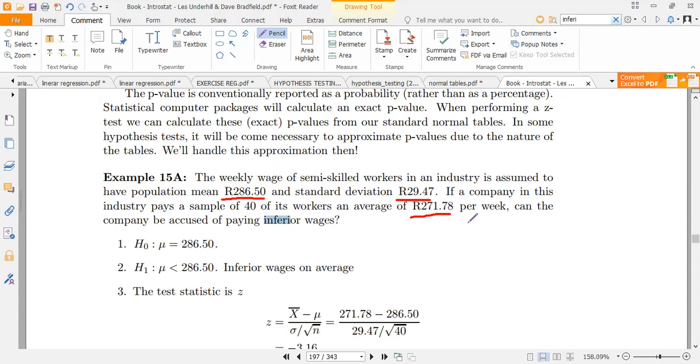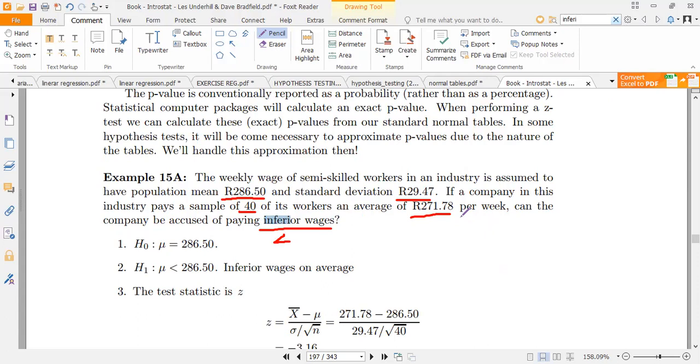271. Yes. Why 271? Because is the sample size actually calculated from the 40? So can the company be accused of paying inferior wages? So inferior is synonymous to what? Less than. All right. So it's single-tailed, it's not a double.